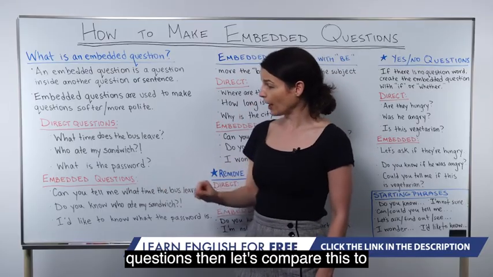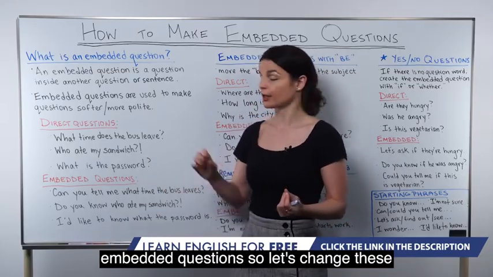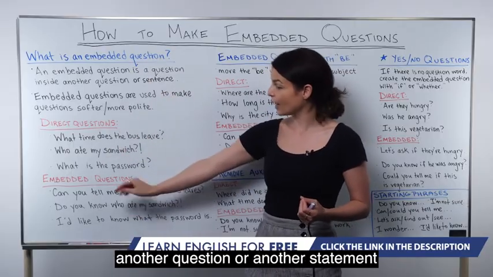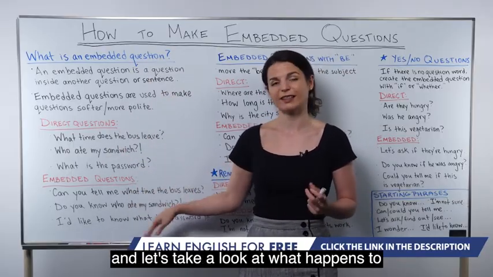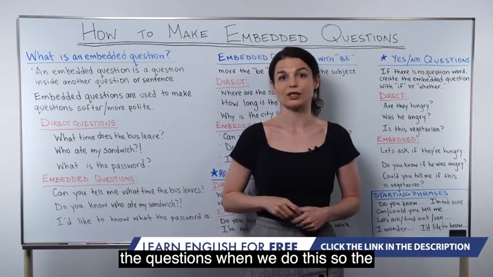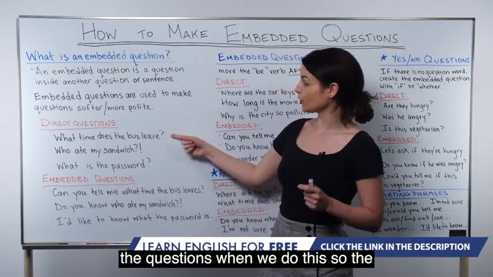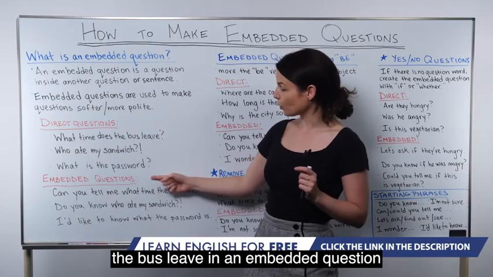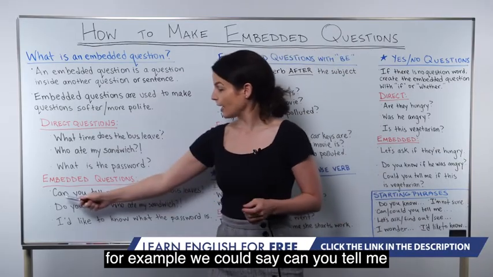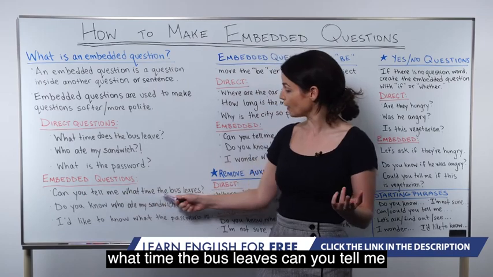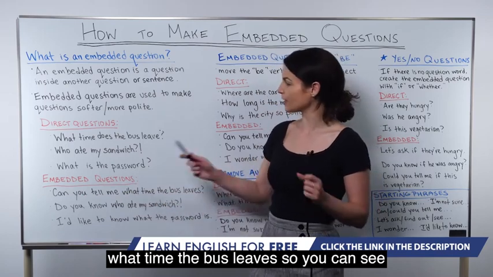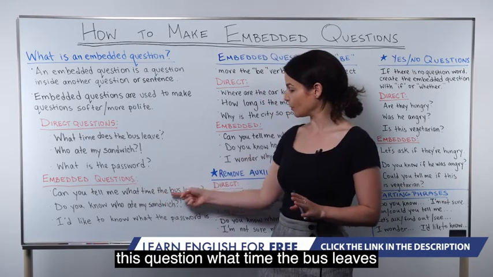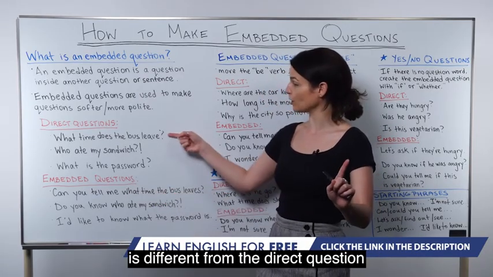Then let's compare this to embedded questions. So let's change these direct questions and put them inside another question or another statement, and let's take a look at what happens to the questions when we do this. The first direct question was, what time does the bus leave? In an embedded question, for example, we could say, can you tell me what time the bus leaves? So you can see this question, what time the bus leaves, is different from the direct question.